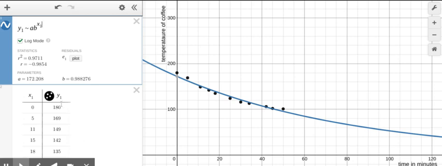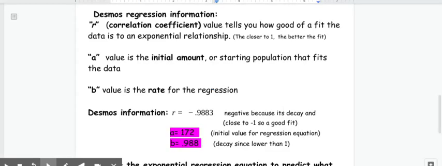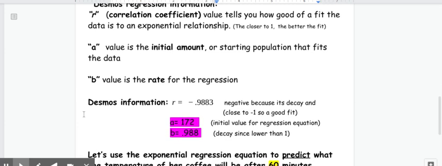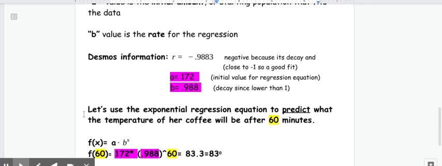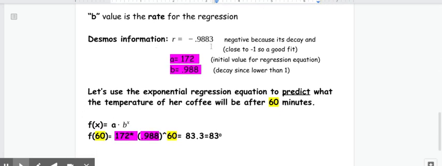I'm going to go back to my notes. And again, I have the R, the A, and the B defined for you, and I have filled in the information. Again, notice that this is a negative value because it's a decay. Our starting or initial temperature was 172 degrees, and our rate is 0.988.